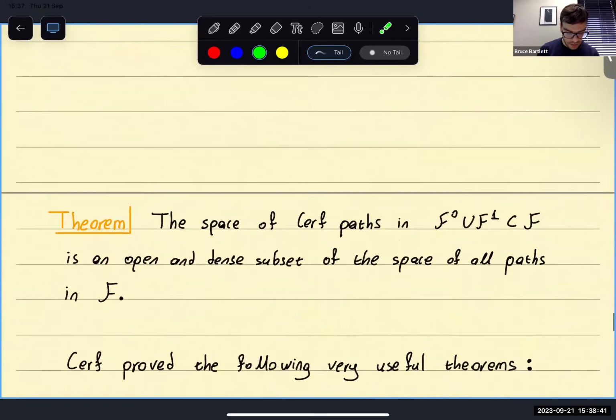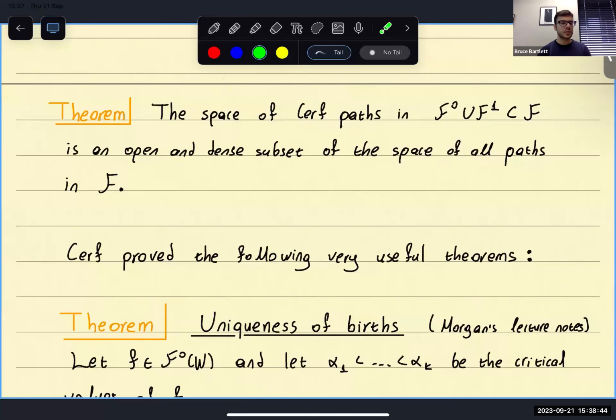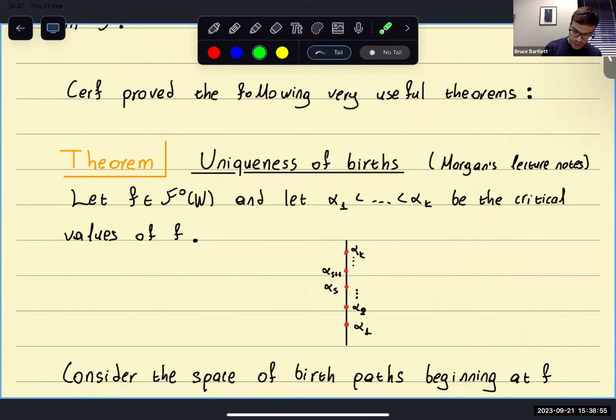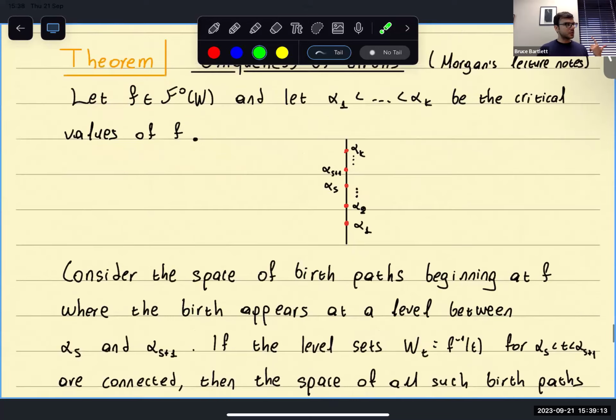Okay. Any other questions? So I can just tell you what those theorems say. The main reference is Cerf's original, but also Jean Morgan's lecture notes, where you can see proofs of them. One theorem is the uniqueness of births, and the other theorem is the uniqueness of deaths.